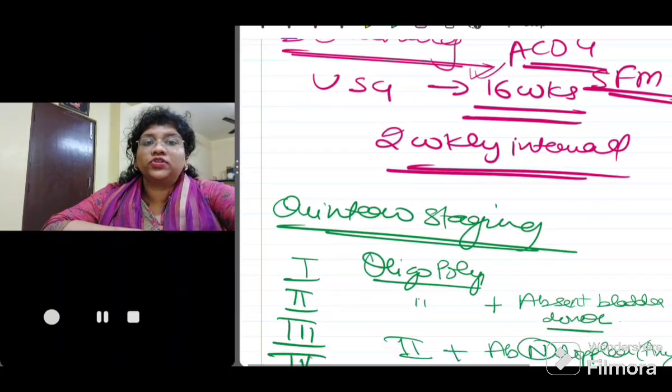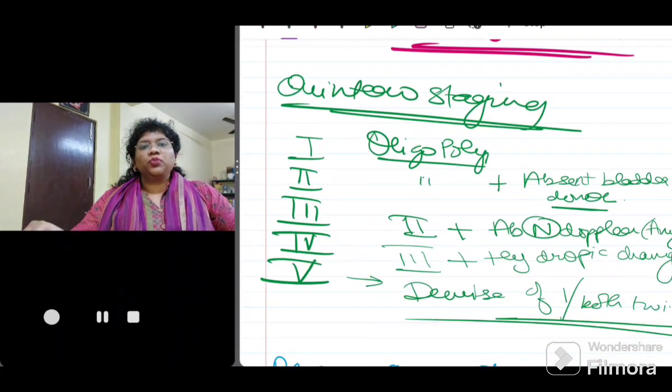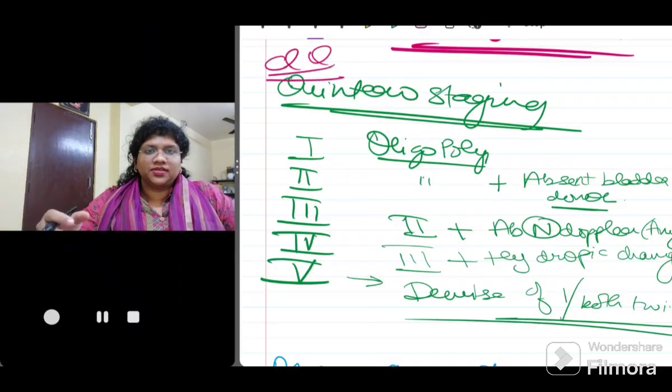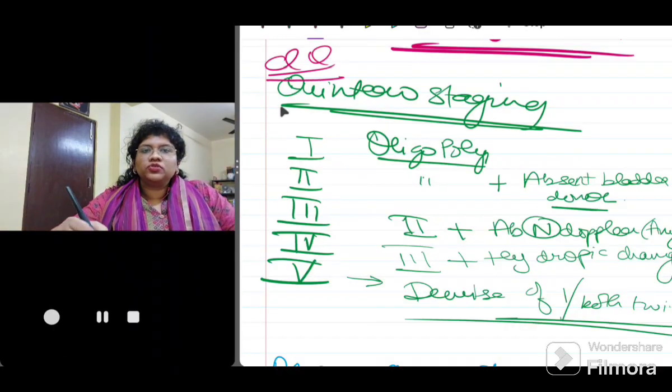Next comes the Quintero staging. Now this is the most important topic as far as the TTTS is concerned, from where questions are frequently asked. So in NEET PG also they have asked about Quintero staging.